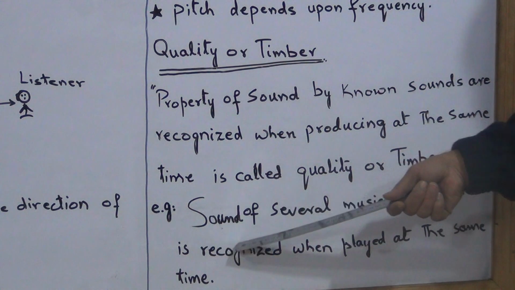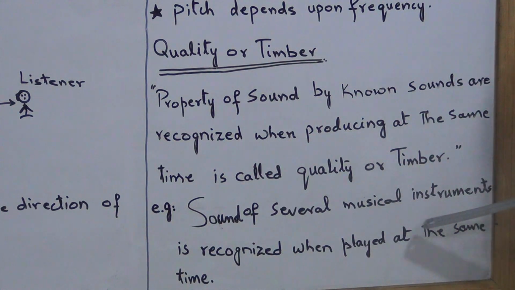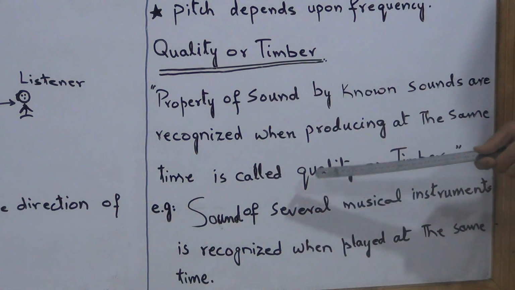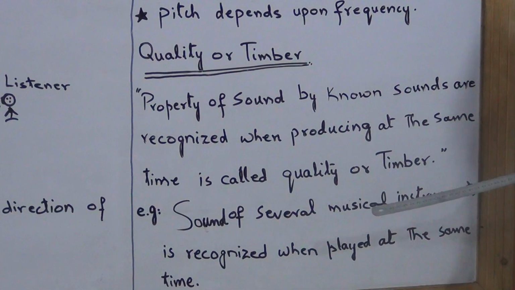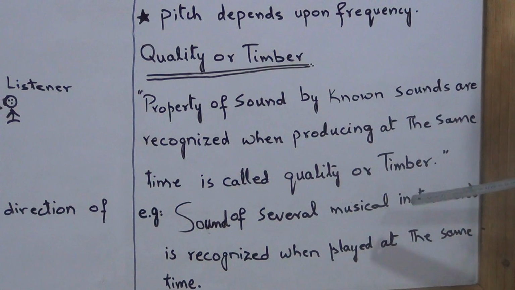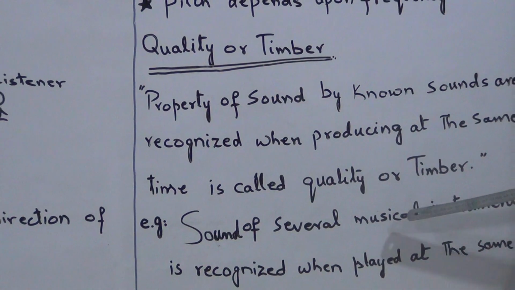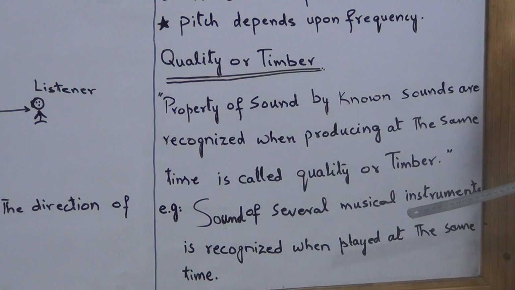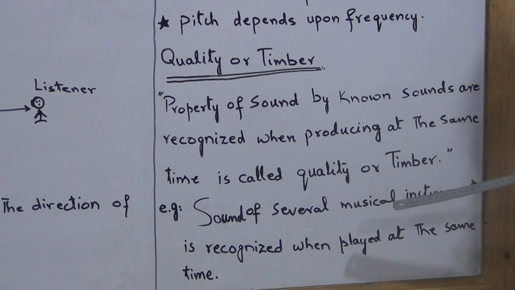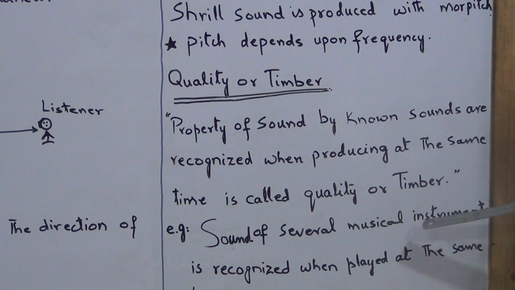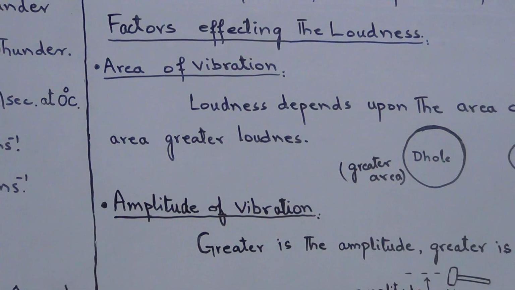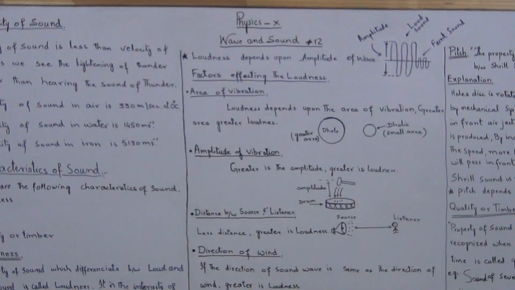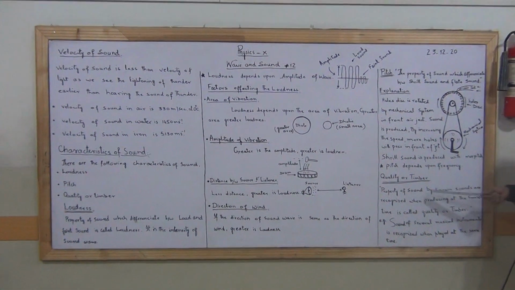Likewise, the sounds of several musical instruments are recognized when played at the same time. In music, when they are singing, there are so many instruments being played, but we can recognize all of them: this is the sound of the flute, this is the sound of the guitar, this is the sound of the sitar. This property of sound is known as quality or timbre.